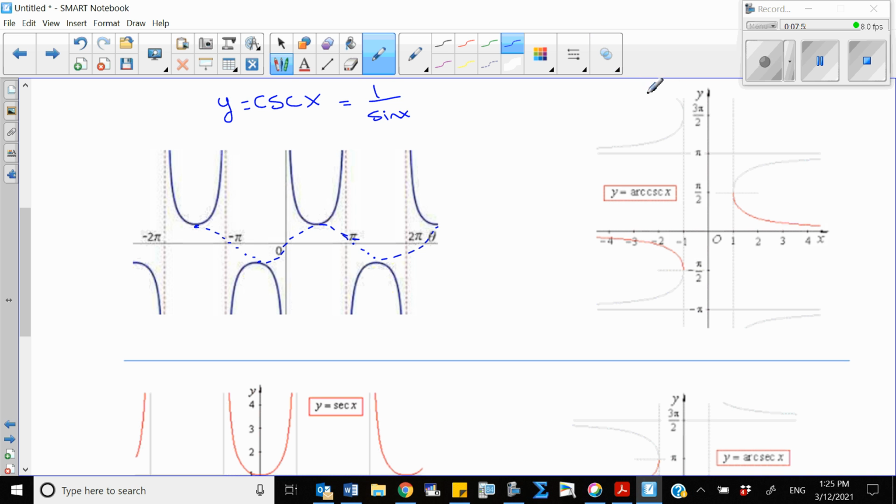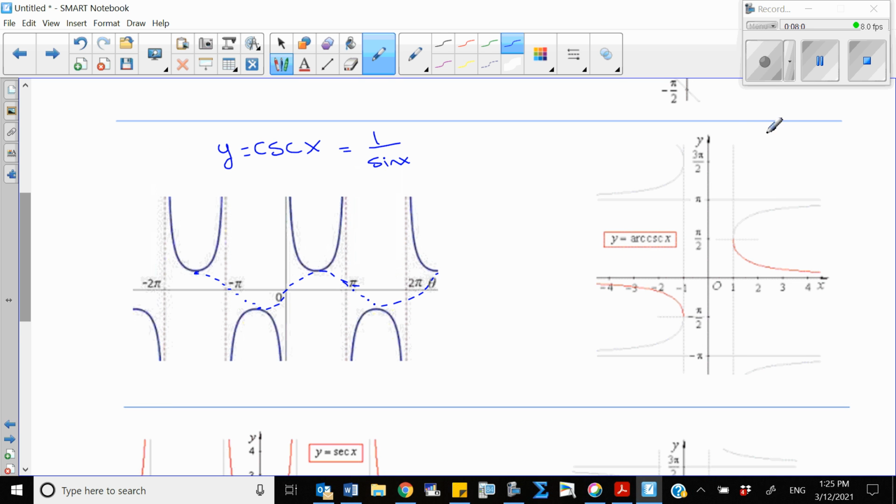Again, we have the same problem. This is not a function. So I restrict the range. How? I take only the values which are between negative pi over 2 and pi over 2. Do I need to put equal sign? Yes, because the point negative pi over 2 and pi over 2, they are included into our graph.